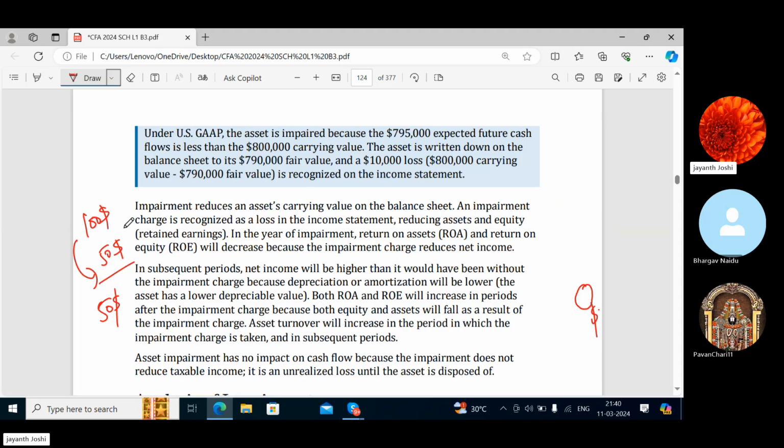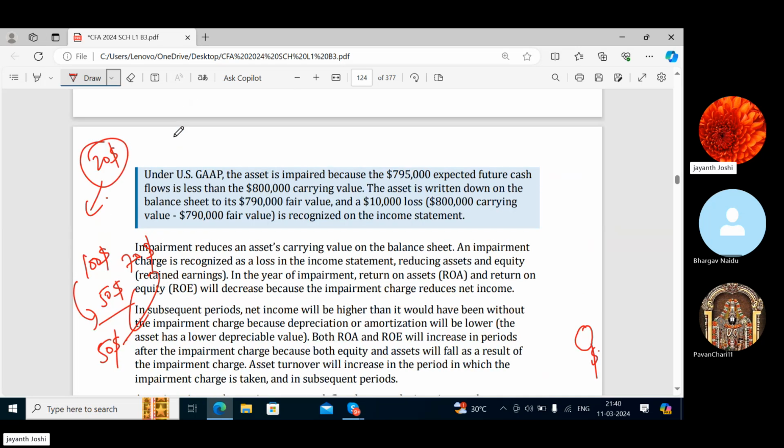You sold it for $70, so you got a gain of $20. That is always shown in the P&L as gain on sale of asset. And now your asset, which was $50, you sold for $70, right?